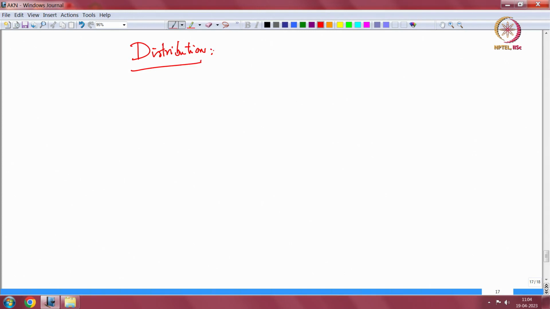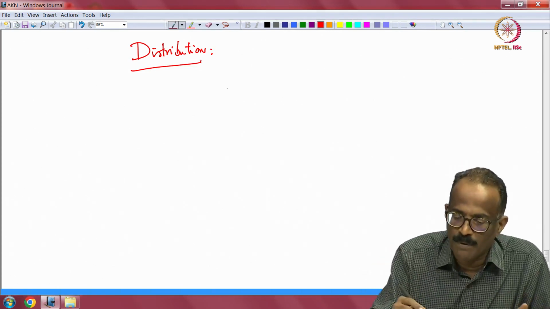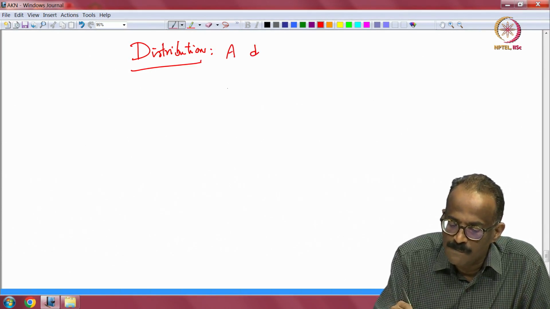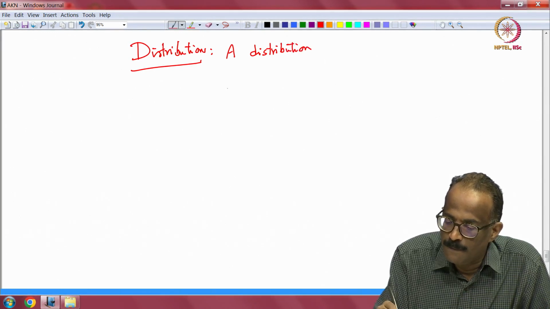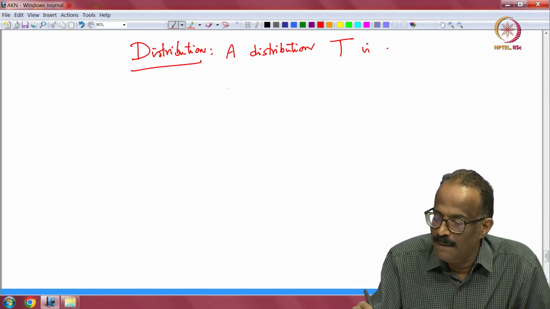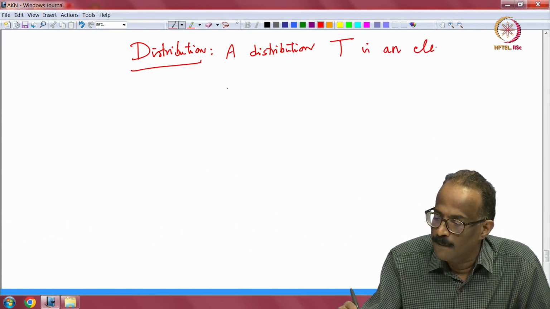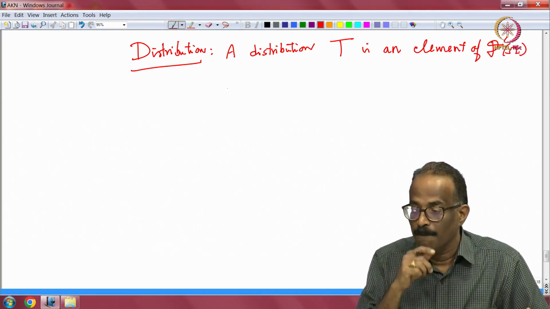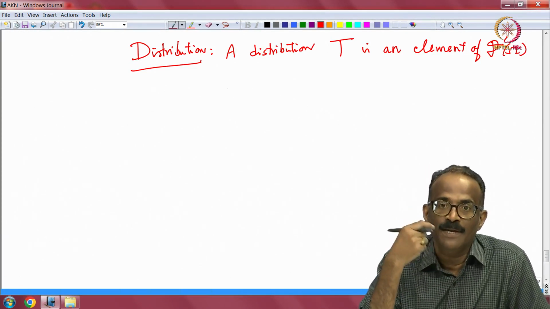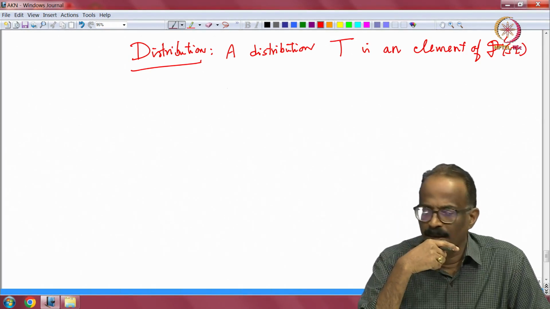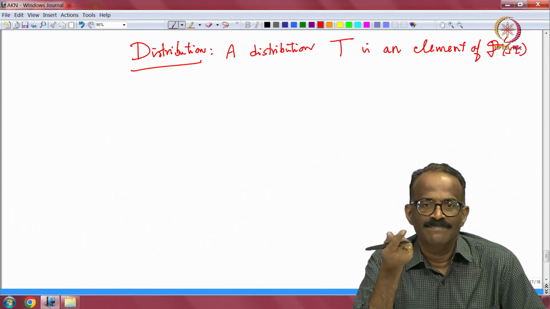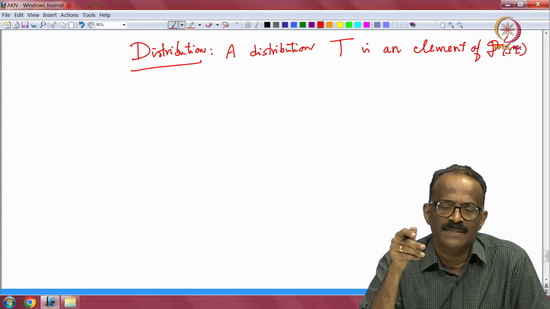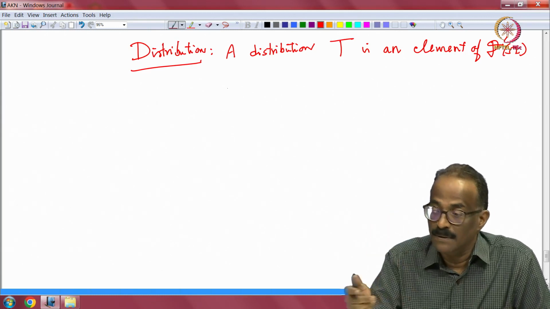In simple terms, a distribution T is an element of the dual D prime of omega, because D omega is given as a topological vector space, locally convex topological vector space, and D omega, the only trouble is not metrizable. Other than that, D omega has all the properties which we have discussed in detail.